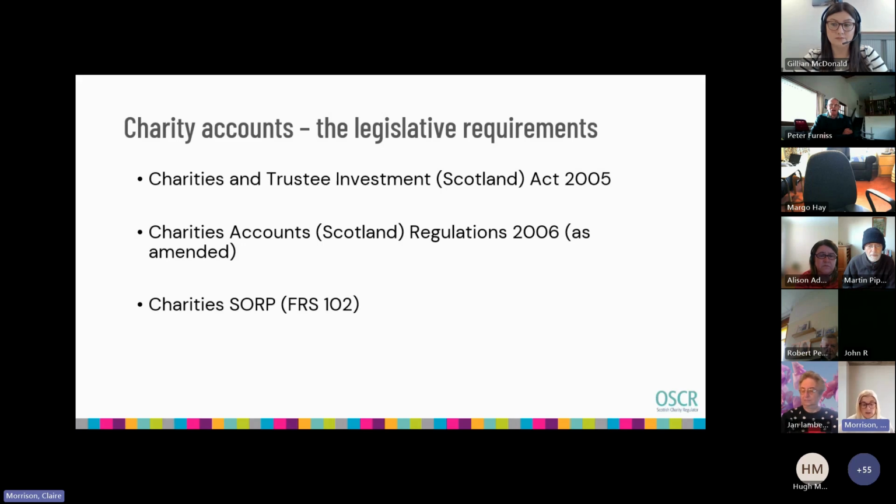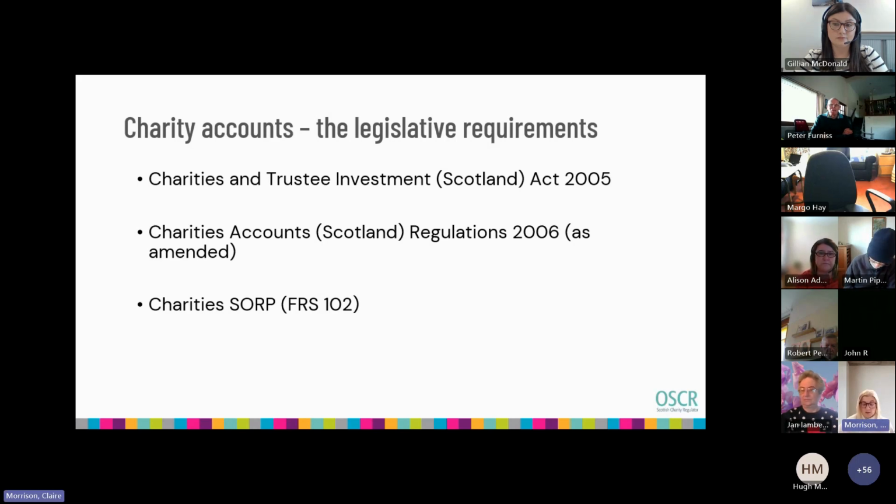In terms of accounts, it sets out requirements for charities to keep proper accounting records, prepare a statement of accounts annually, which must be examined or audited, and submit these to OSCR. This Act also includes the requirement to complete and submit the annual return to us each year.